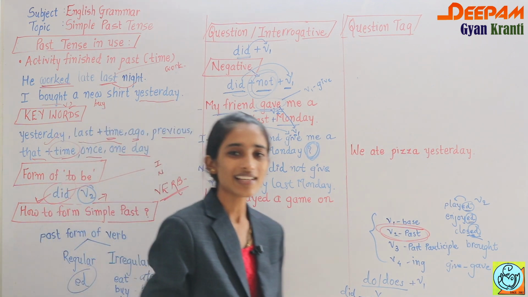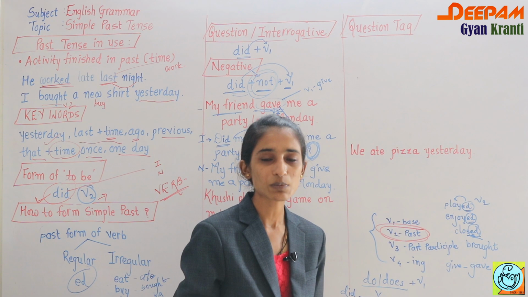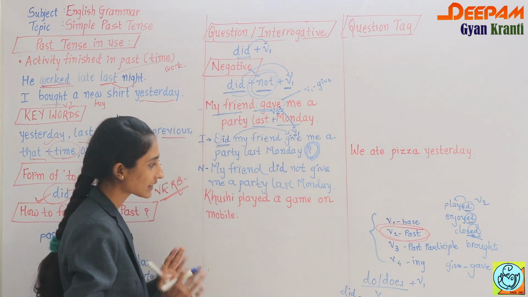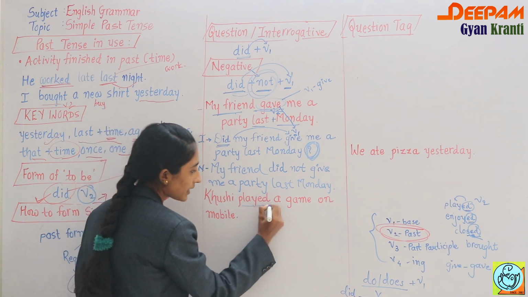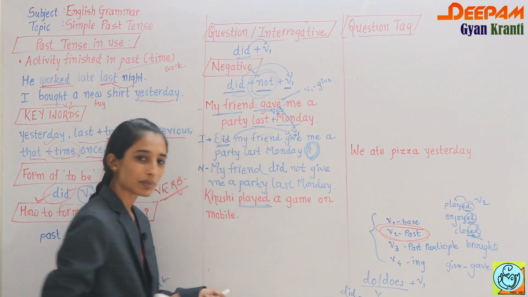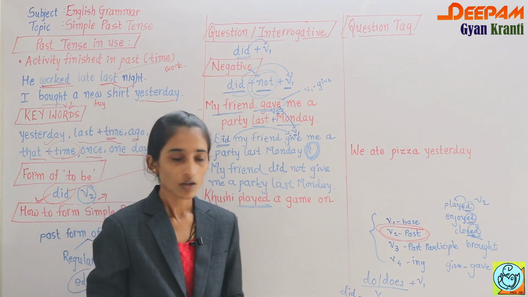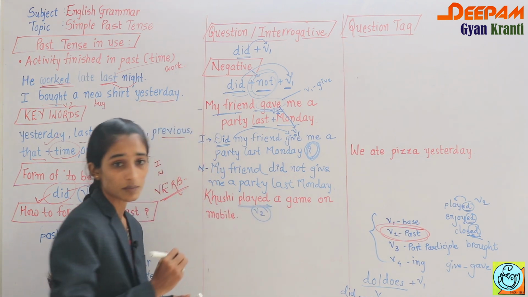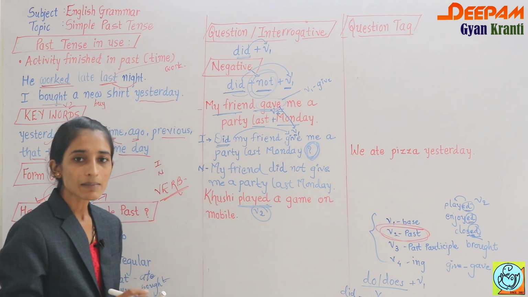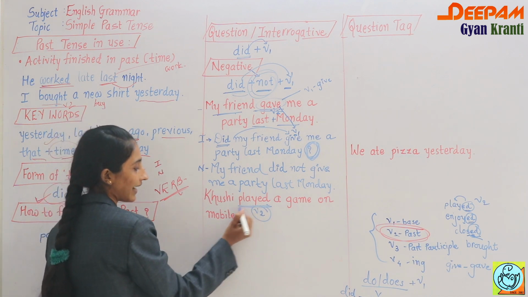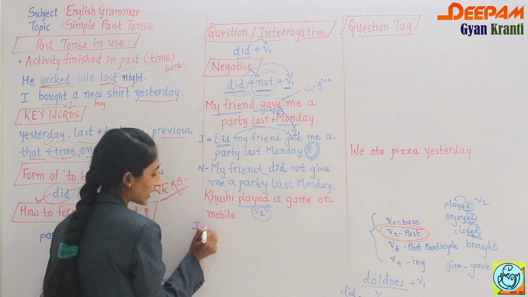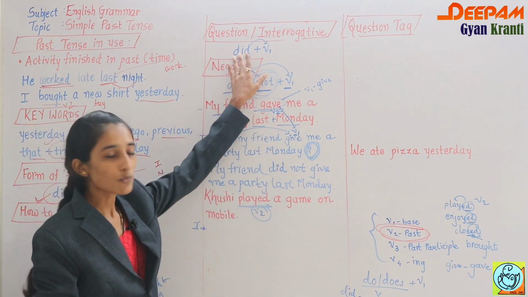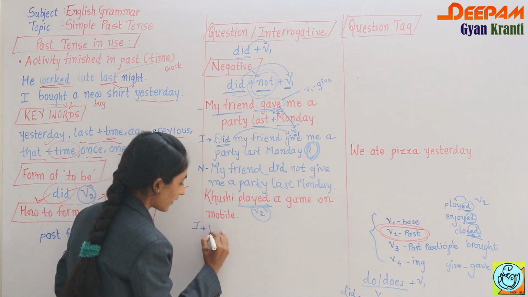So first of all, let's check which tense this sentence belongs to. See, no keyword is given, but the verb here is played, and played is a past form. So that is V2, the past form of the verb, so we come to know that it's simple past tense. And I want to change it into interrogative, and if it is simple past tense, then which to be form do we have to use?